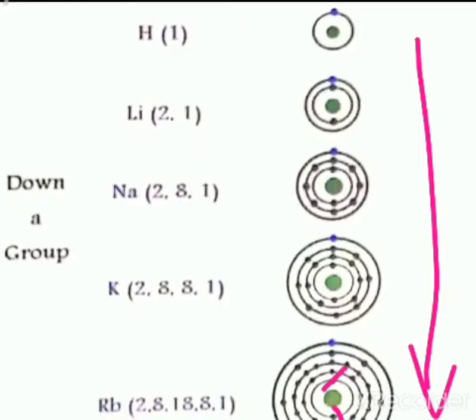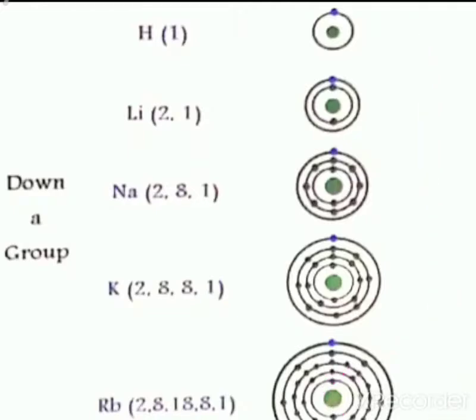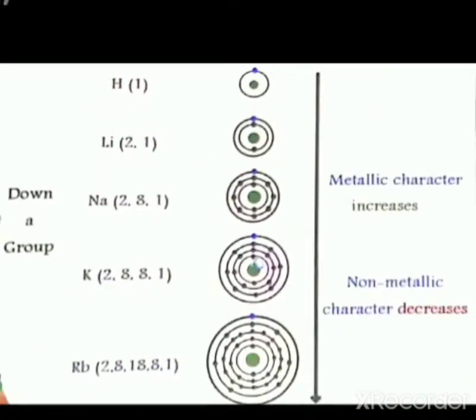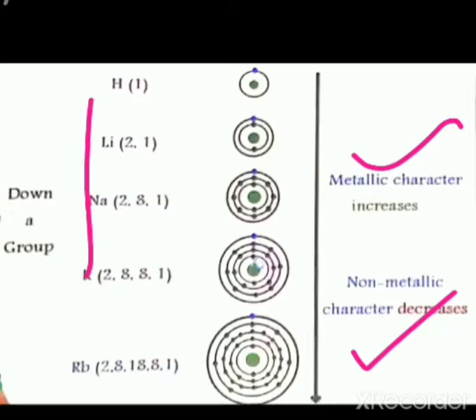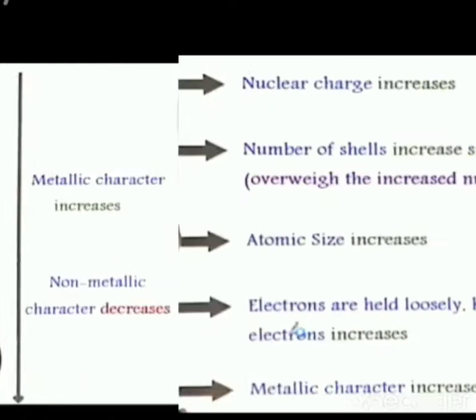So by applying less energy, we can easily remove the electrons. So here the metallic character increases, and your non-metallic character decreases. Your metallic character increases and non-metallic character decreases down a group.